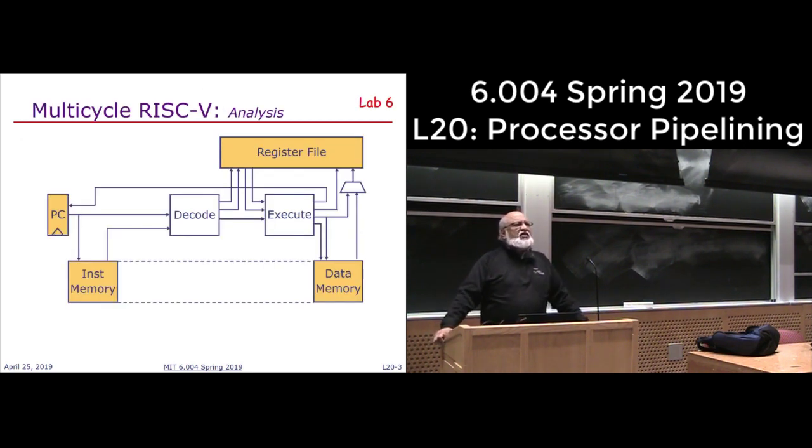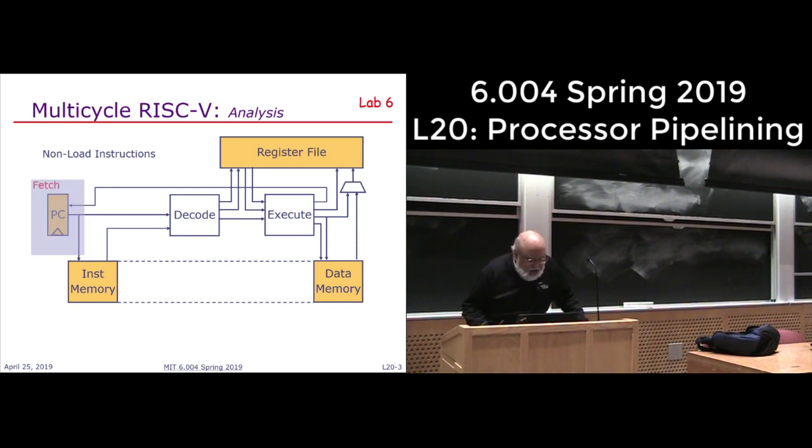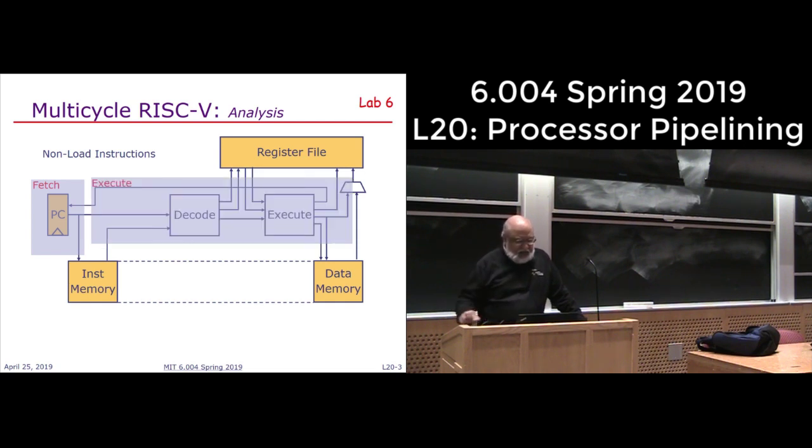All right, so let's begin with the Lab 6 processor, which was a multi-cycle processor. And you have seen this diagram a gazillion times. The main point in this is, suppose you look at what happens to a non-load instruction. You will do an instruction fetch and go to the memory, then you will get the instruction, and then we do everything in the second cycle. We decode it, we execute it, update the register file. That's the end of the story for non-load instructions.